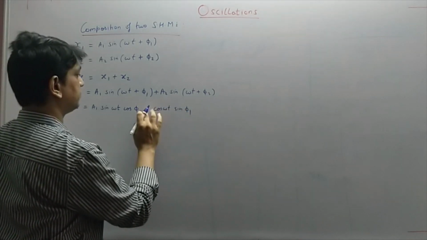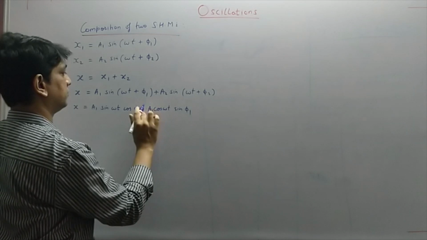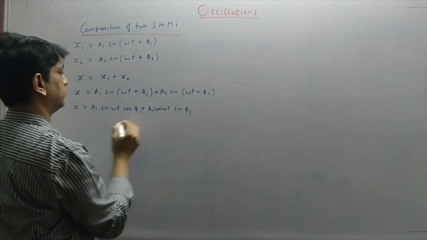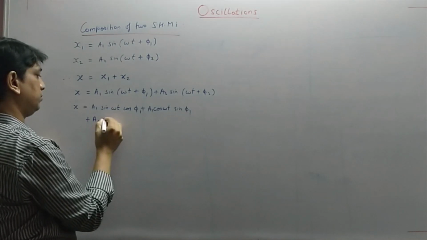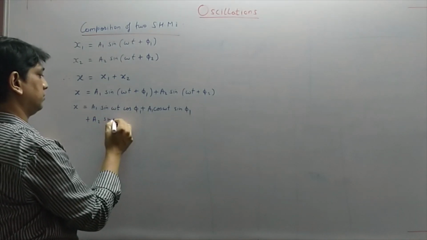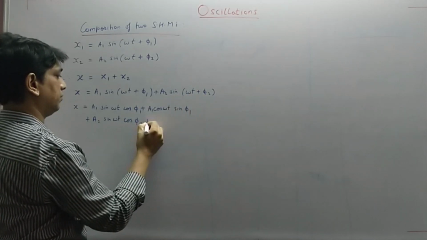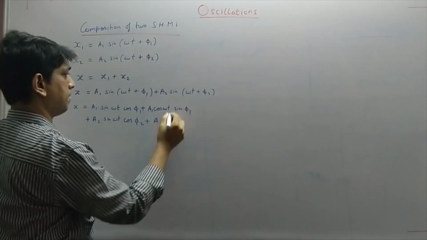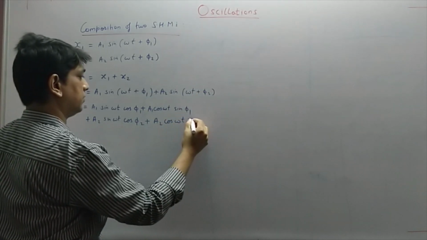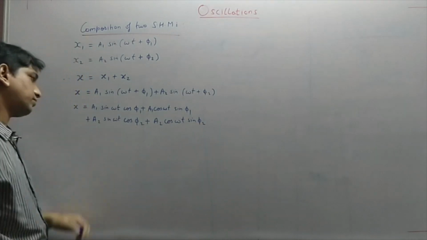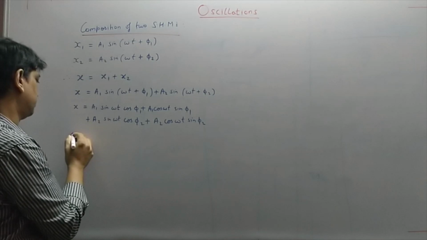a1 will come here, plus same thing about this a2 sin a cos b plus cos a sin b. What is common in this? So this is the resultant displacement due to both particles.